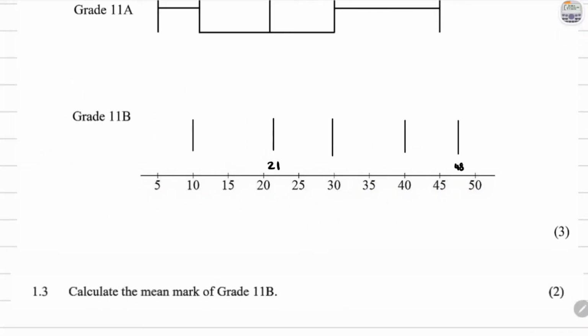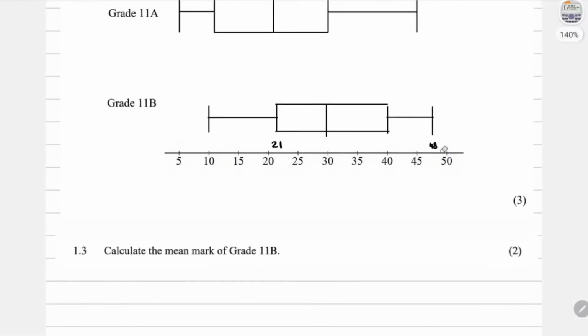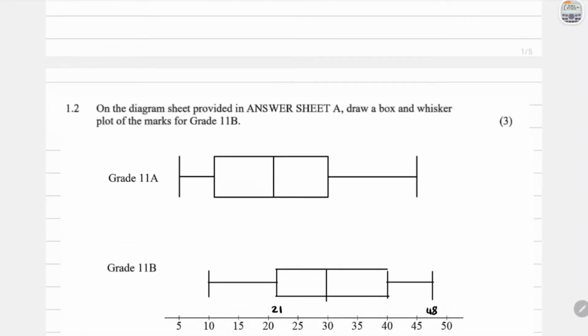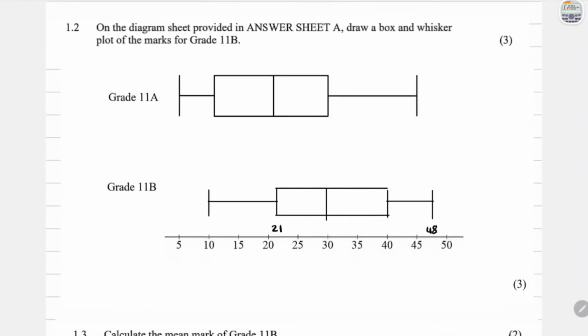Then we're going to just join our box plot. So we're going to join the quartiles first, Q1, Q2, and Q3. Q1, Q2, and Q3 form a box, and then just connect the whiskers like that. It is also called a box plot. So that is 48. Okay, so there we go. That is the box plot or the box and whisker diagram.